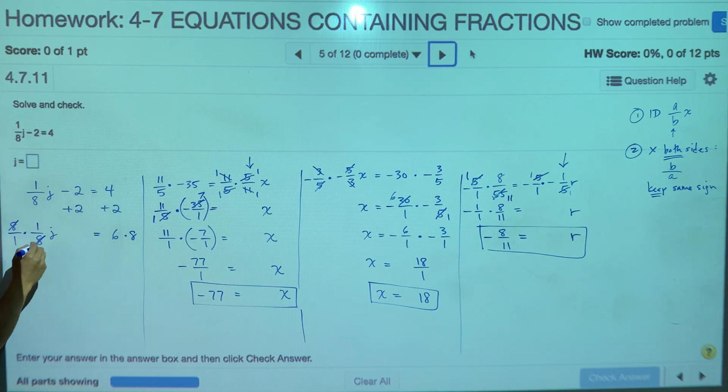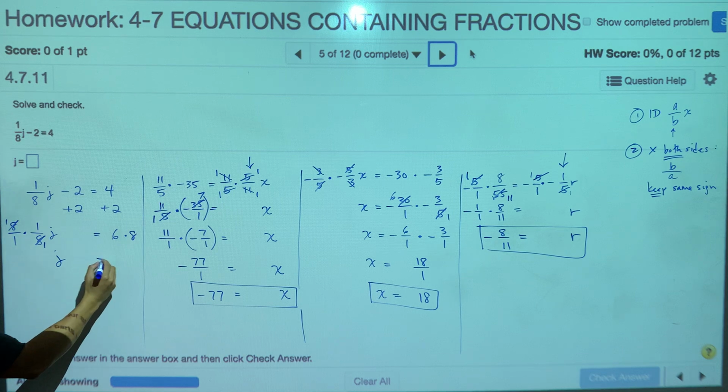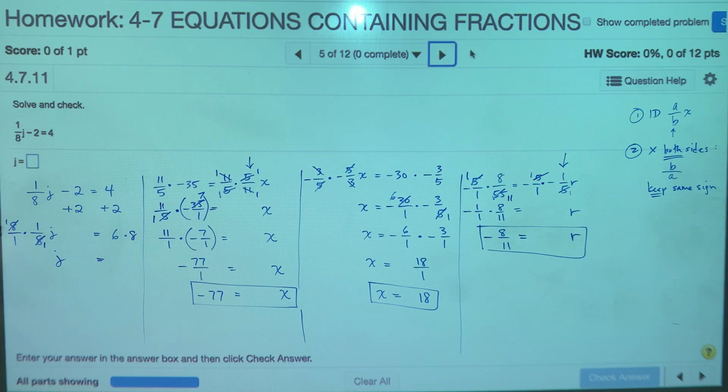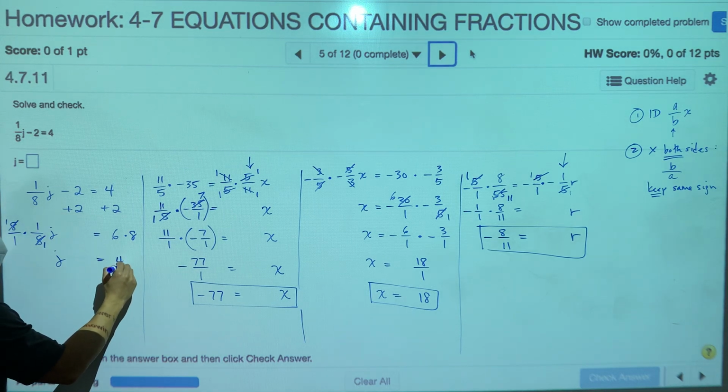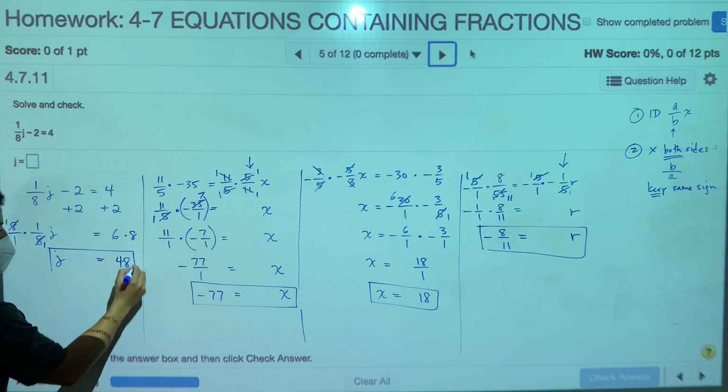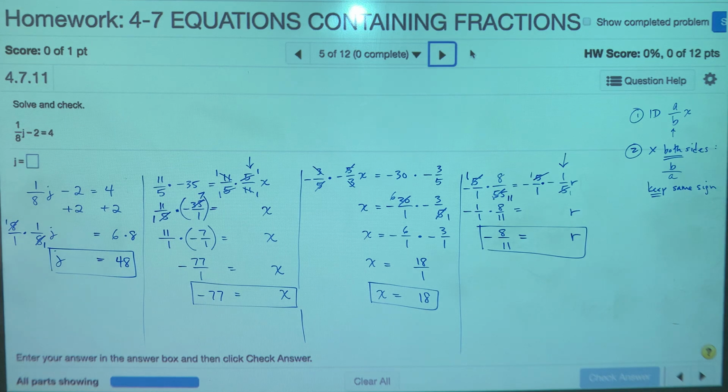That cancels. Those become 1, and I'm simply left with, which I didn't even really have to write, j. So that's exactly what we were hoping for on the left. 6 times 8 on the right is 48. So just a little extra step that was built on our last section. Once you do this, all of this is the same as before.